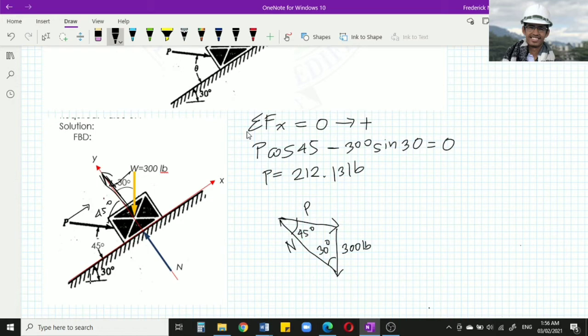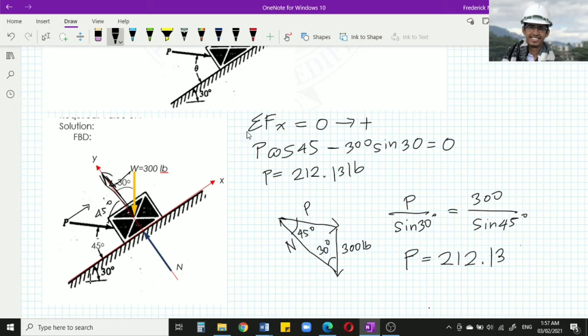Okay. So using yung sine law, masosolve natin yung value ng ating P. Okay? So sabi natin, P over yung opposite niya, sine 30 degrees is equal to 300 pounds over opposite niya will be sine 45 degrees. So solving for P, that will be P is equal to, same din yung lalabas dyan, 212.13 pounds. Okay?